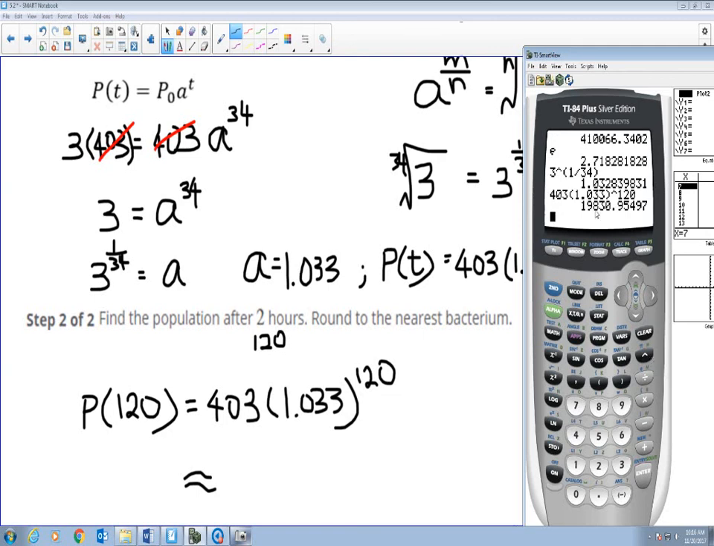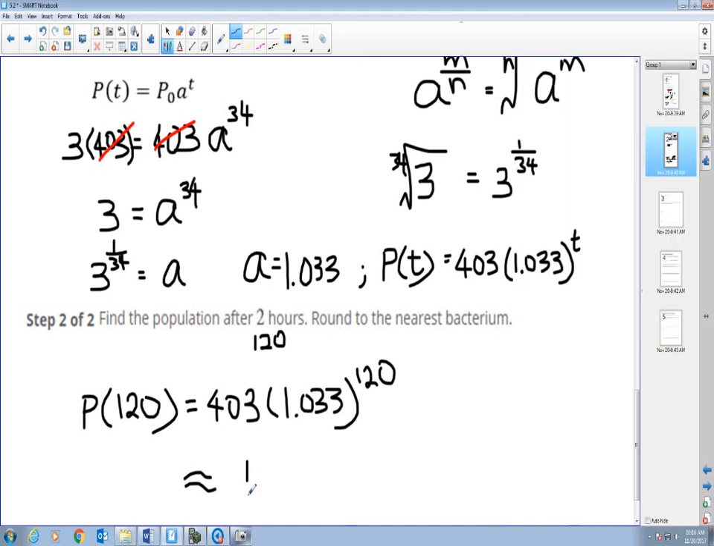So that will be 19,831 bacteria. Okay. All right. Besides population growth, because this seems like population growth without bound.